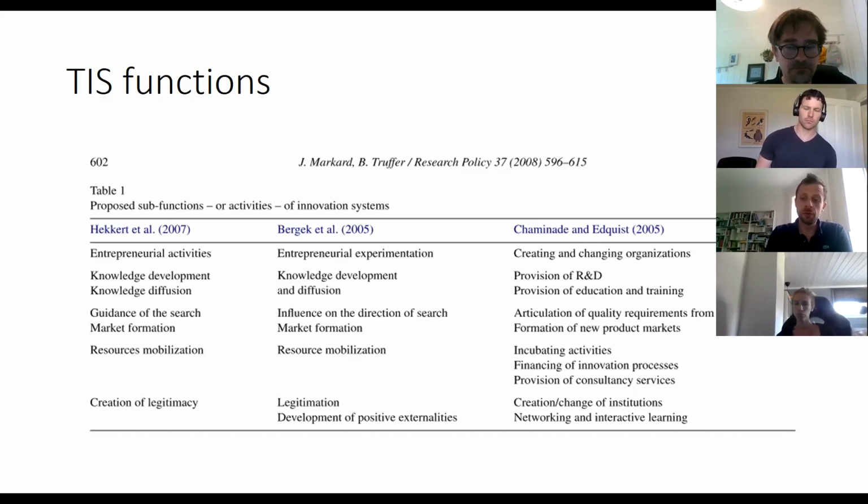The two most frequently used starting points are the papers by Bergek et al. and Hekkert et al. 2007, which overlap to quite a large extent. We'll get back to that in a bit. But there are others as well, including the one by Cristina Chaminade and Charles Edquist, which is, however, not specific to technological innovation systems.